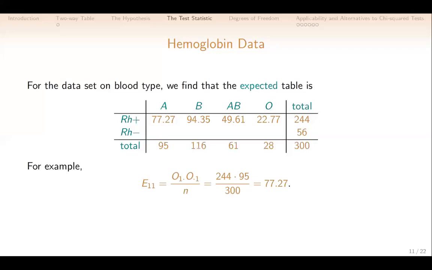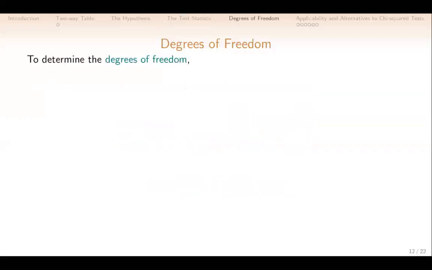Then you have your choice to do the next one. You could do the same thing by multiplying 56 by 95 and dividing by 300, or you can recognize that the sum has to be 95, and there it is. I did check just to be sure, and then you can fill in the others. And you can check that the row sums and the column sums in this expected table have marginal values that are exactly the same as the one in the observed table. So now you can then compute the chi-square statistic by hand.